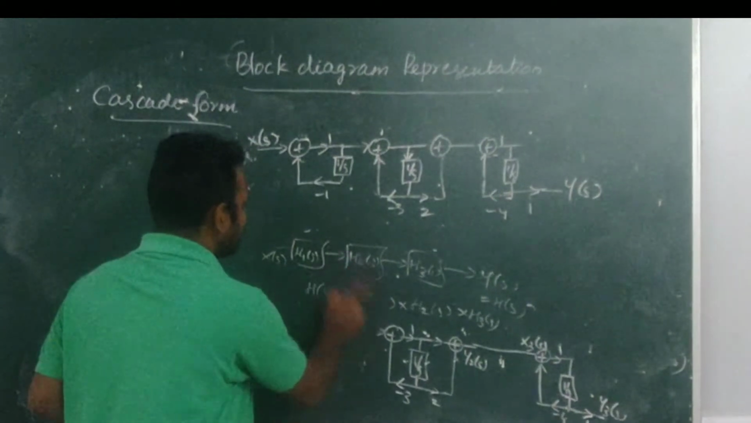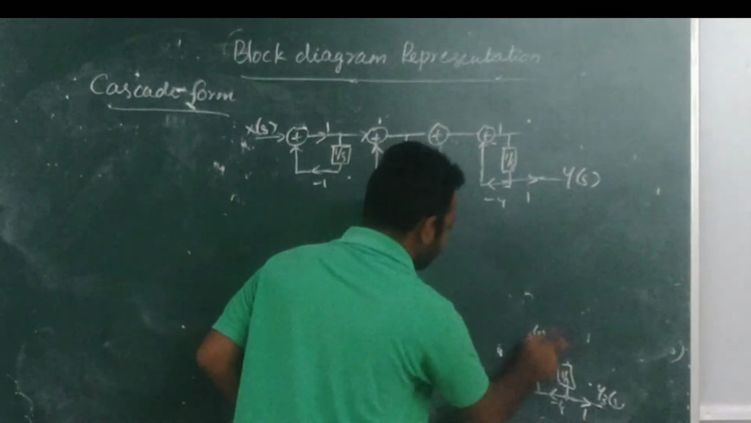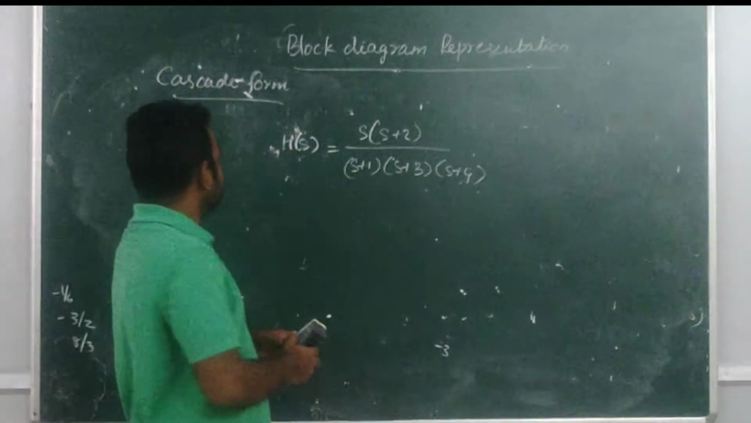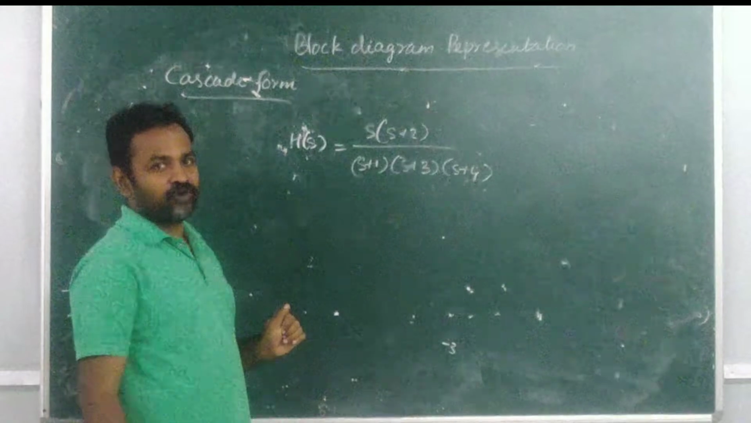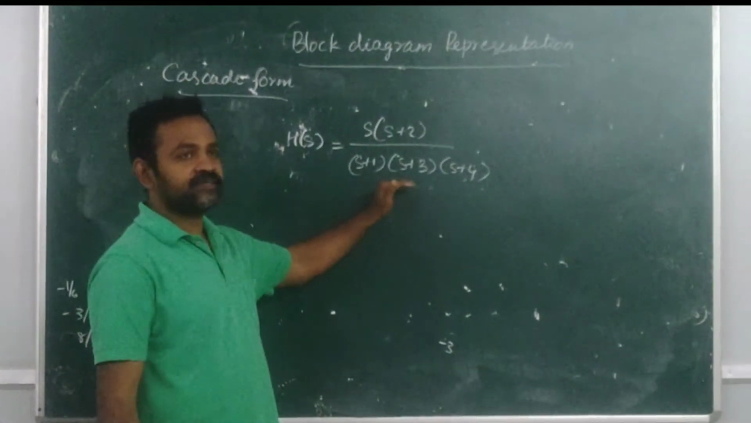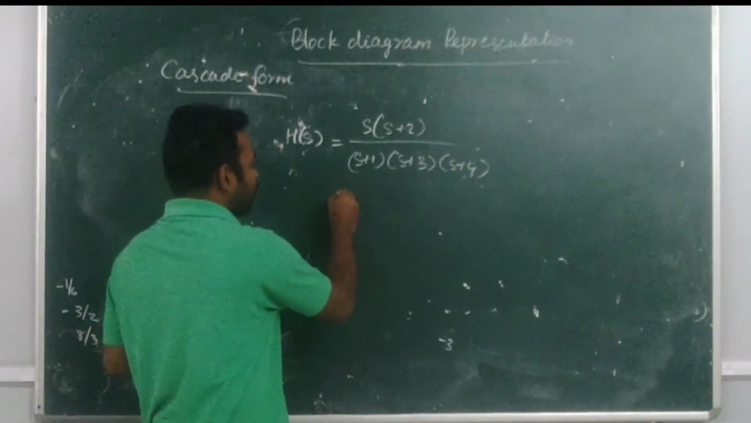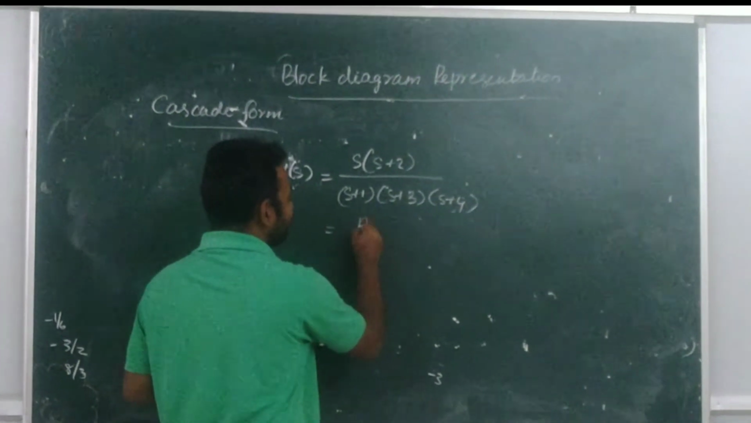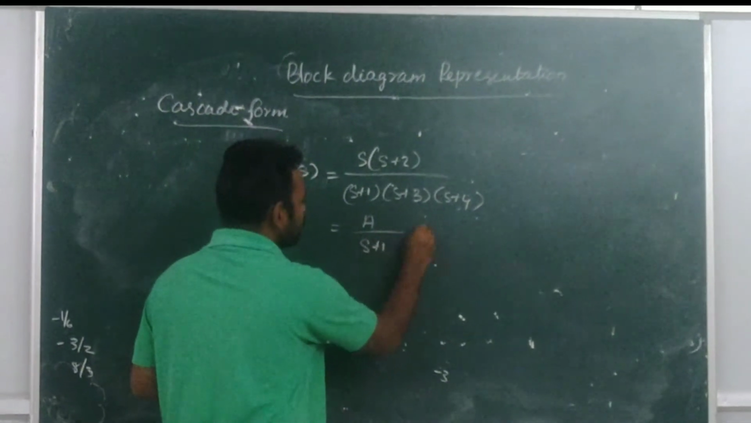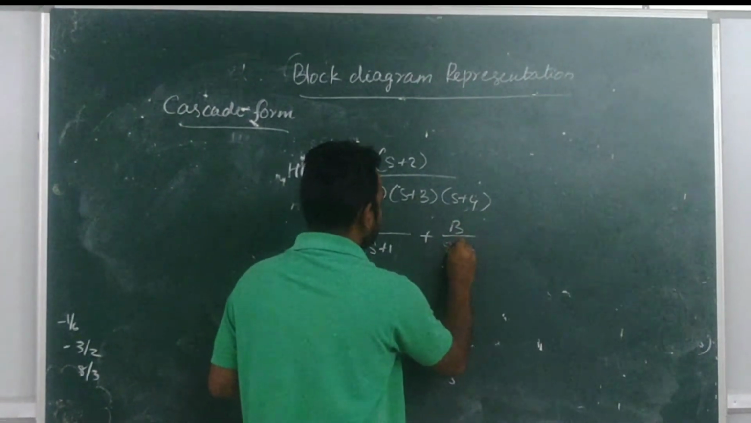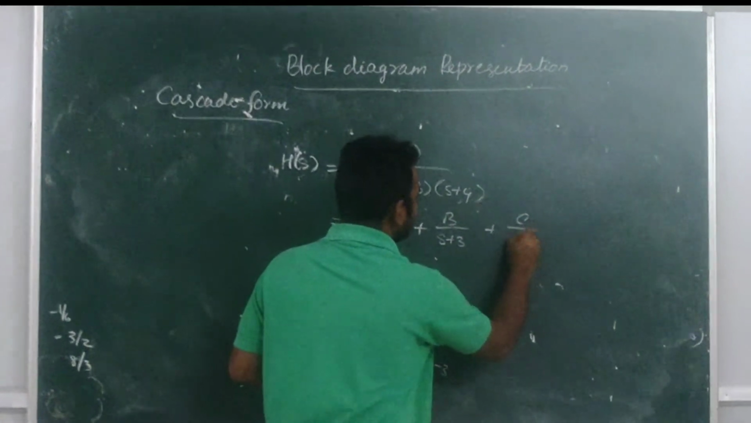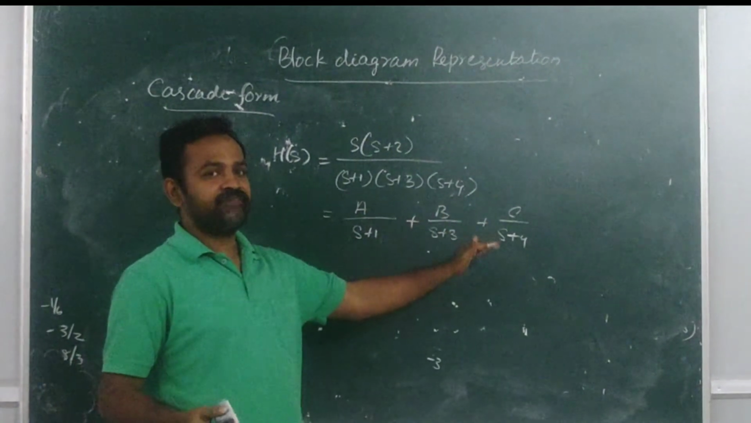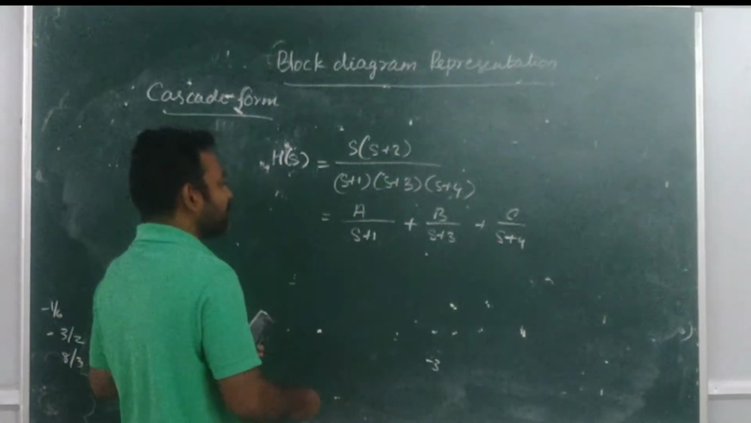And next, for the same problem, we are going to use the parallel form realization. Again we are considering the same transfer function. Here we are applying the partial fraction method. So in the denominator we have three different roots: a by s plus 1 plus b by s plus 3 plus c by s plus 4. So we have to find a, b and c values. Then we have to combine all the things.